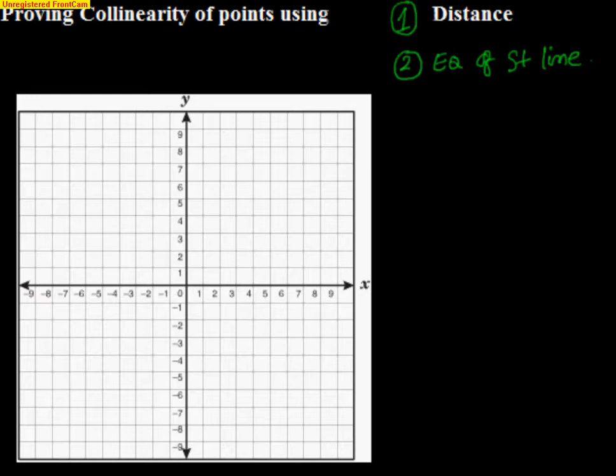In this video, we will see how to prove collinearity of points using the coordinate geometry methods, whatever we have learned about distance and equation of straight lines and also slope.